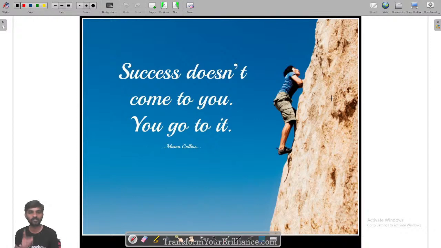Success doesn't come to you, you go to it. It means you have to work towards it. Simply sitting at home and thinking that I'll get a GATE rank, no, you'll not get it. Definitely you'll not get it, sir. What you have to do is work hard. When you have started working hard, you will try to reach the goal. Success doesn't come to you. You should go to it.